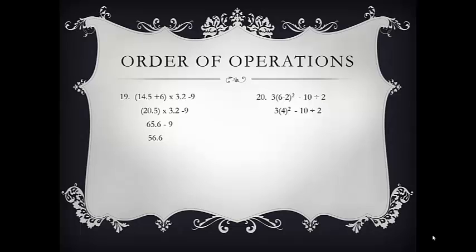I have to do the exponent attached to the parentheses first, so now I have 3 times 16 minus 10 divided by 2. 3 times 16 is 48 minus 10 divided by 2. Then I'm going to do the division, so I have 48 minus 5, which gives me 43.